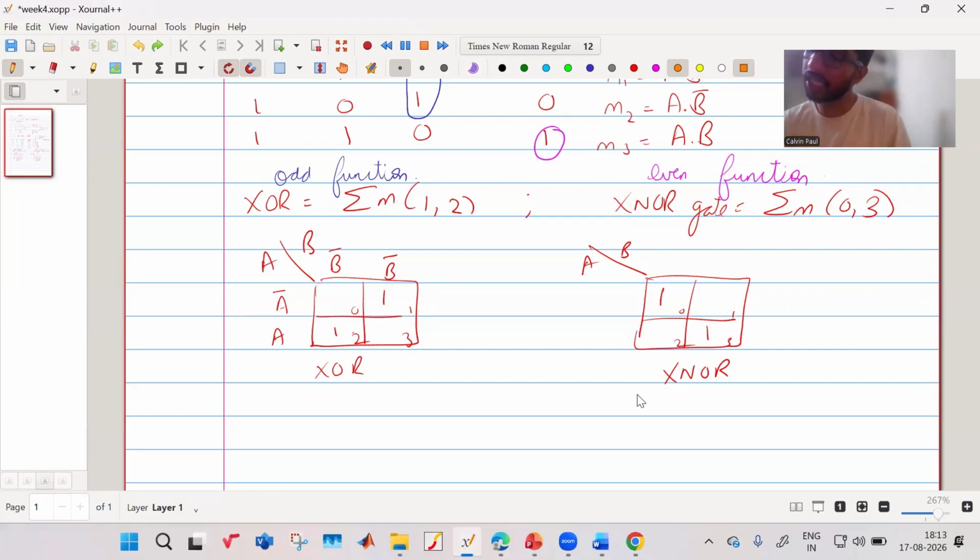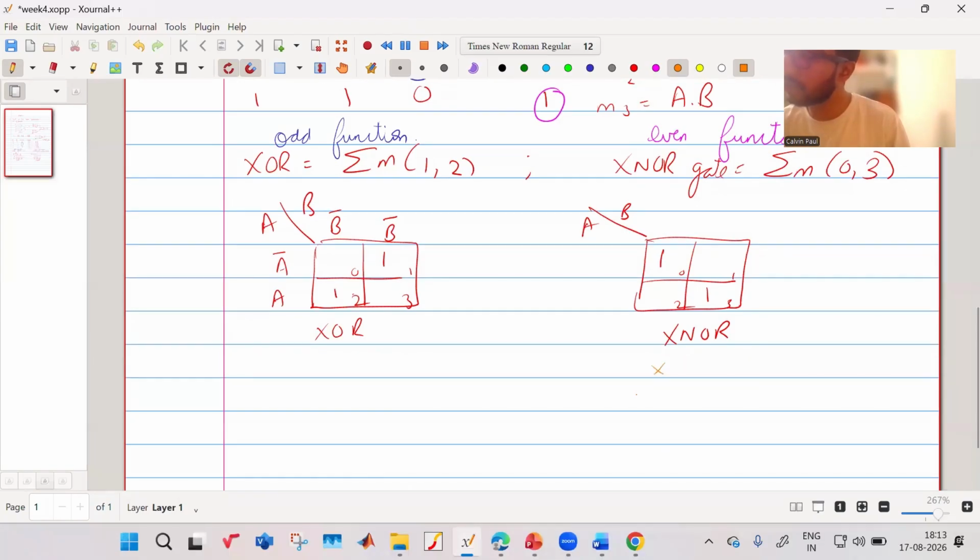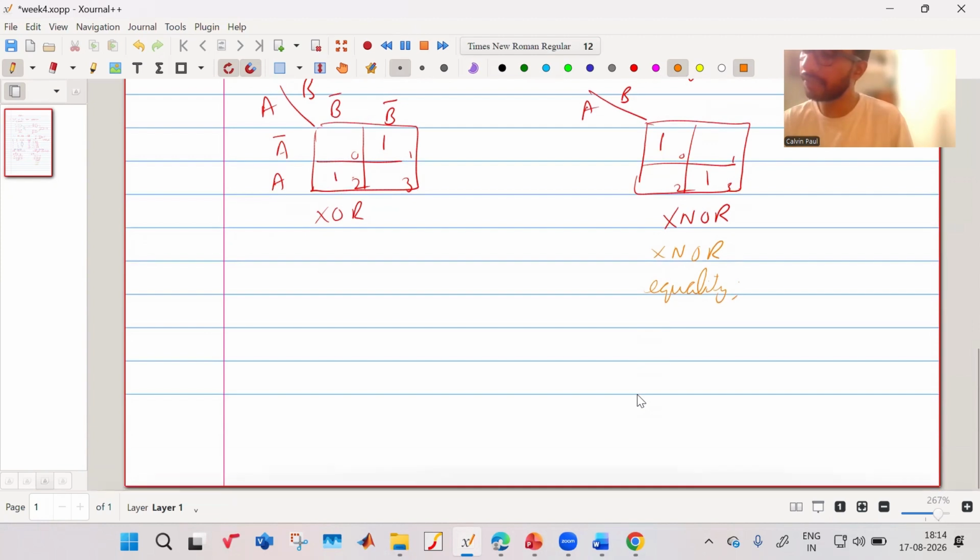XNOR can be used for equality detection. XOR is when the inputs are not equal, then it gives you an output high. XNOR is when the inputs are equal, it gives an output high. So there are various uses of XOR and XNOR gate.